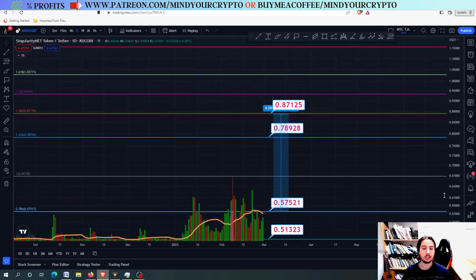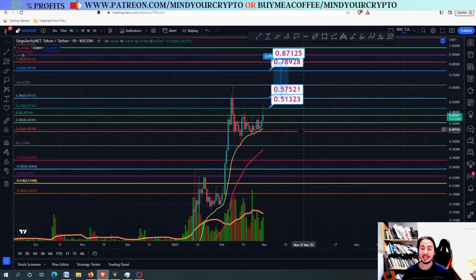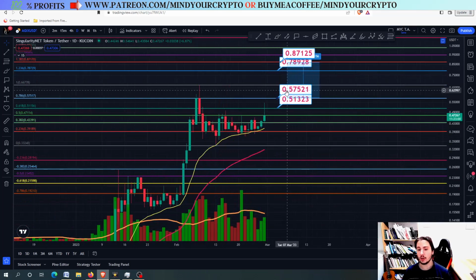All right, so what I'm thinking is that first of all, we are going to the 0.5752, and then from there, once we close above in the daily frame, we are going all the way up higher.